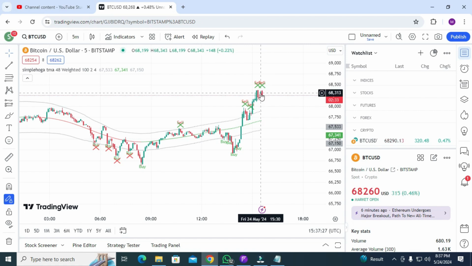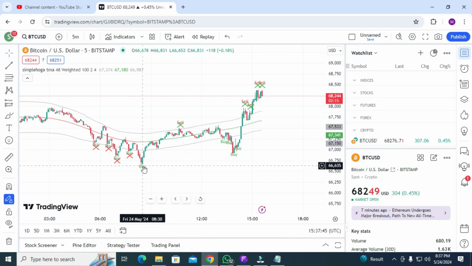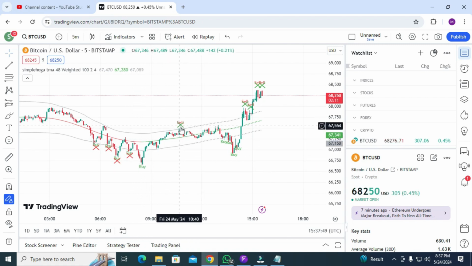It comes on time, it will not be delayed. You won't see the signal appear after 3 to 4 candles; the signal will appear on the same candle and on time. Okay, it will never delay the signals. The second thing: if you get only a buy signal, that means you can go for the buy trade and you can book your profit here.